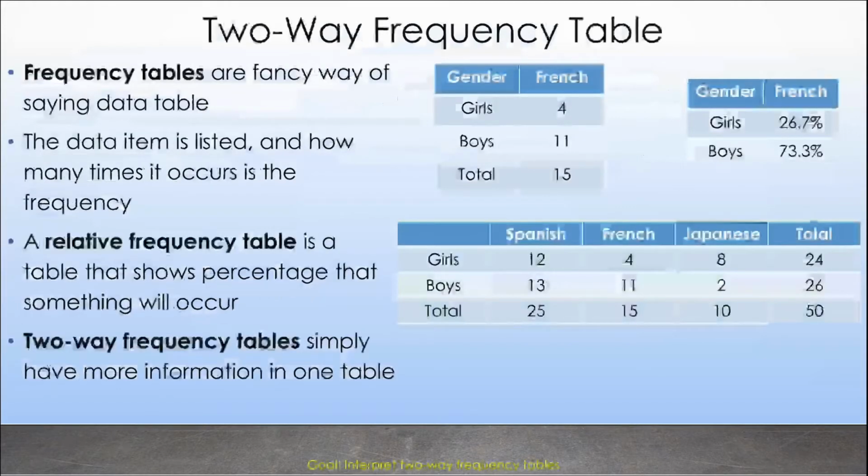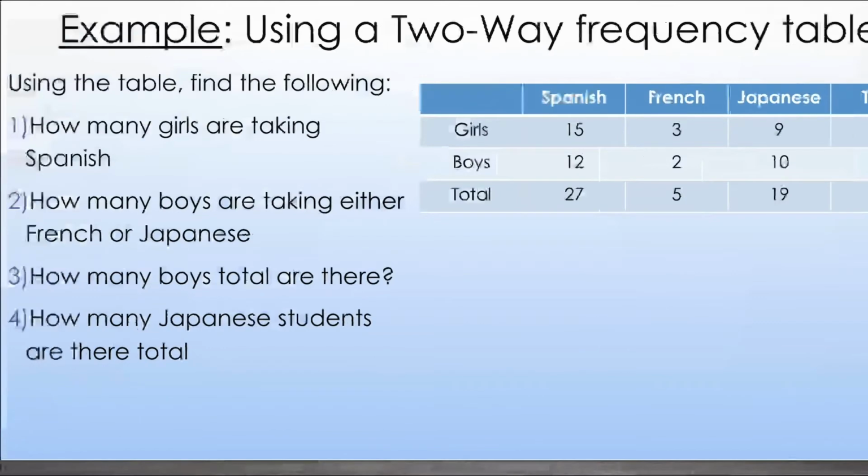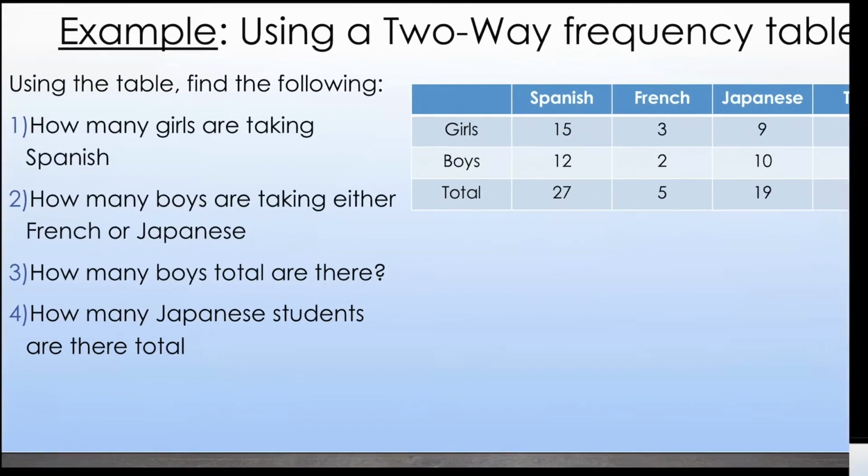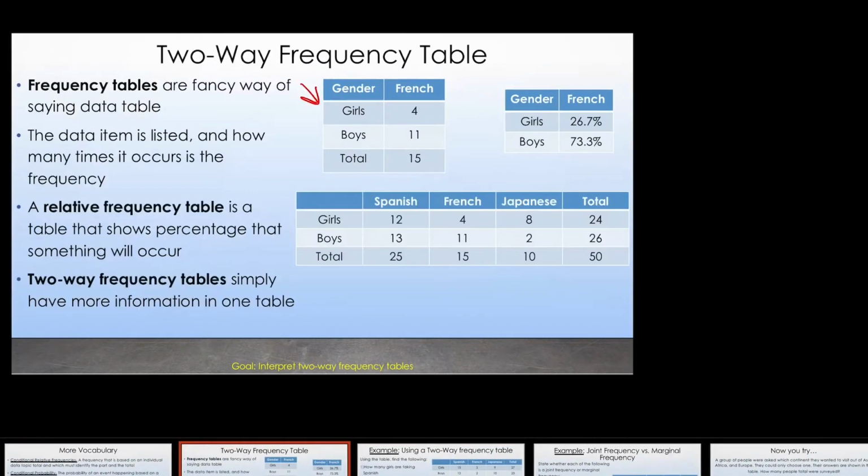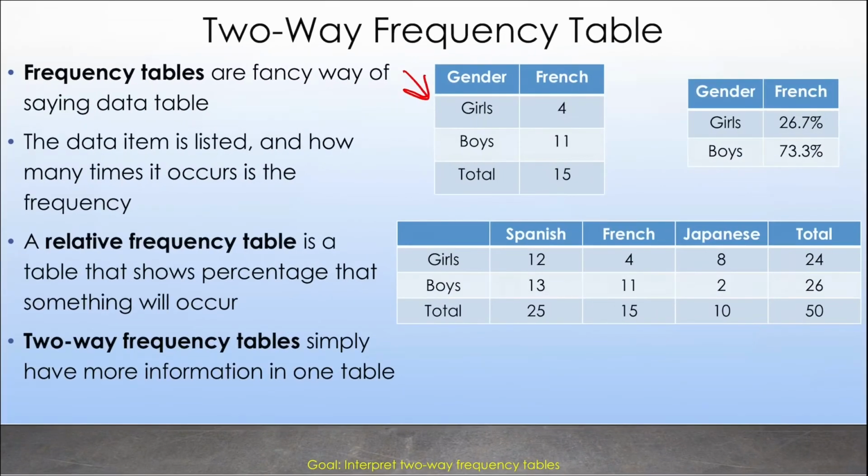Okay, two-way frequency tables. Frequency tables are a fancy way of saying a data table, like this table right here. The data item is listed and how many times it occurs is the frequency. Here's my frequency right there.